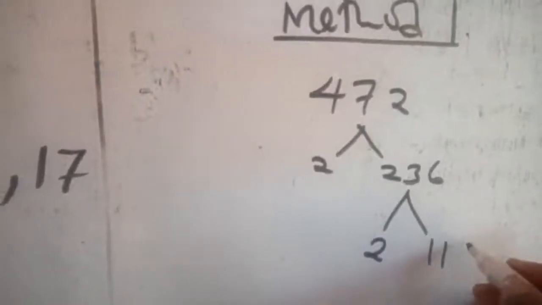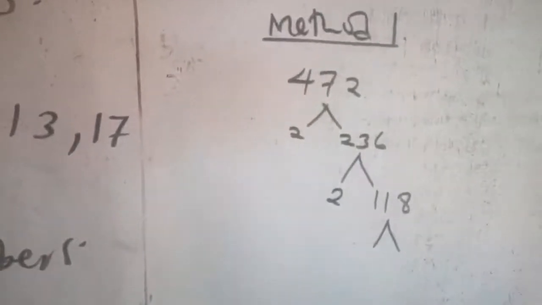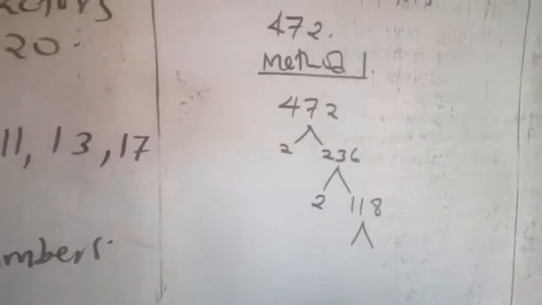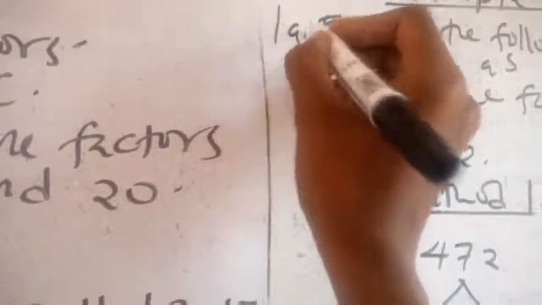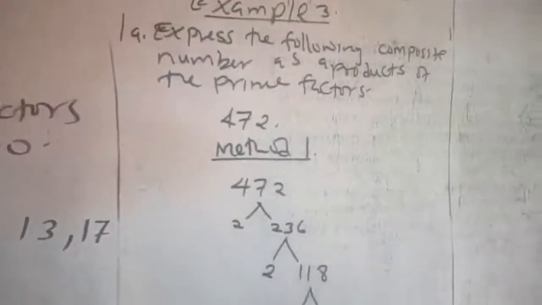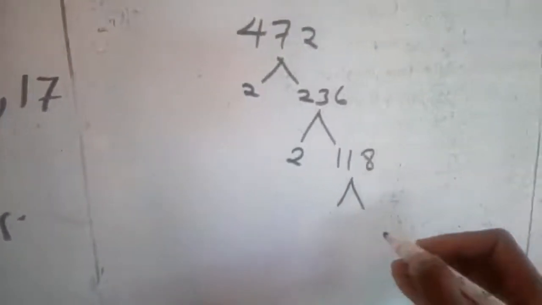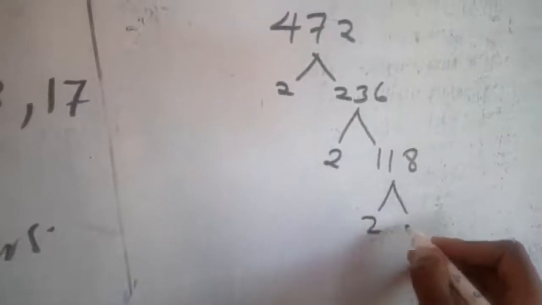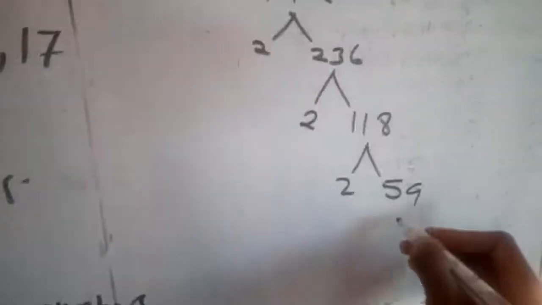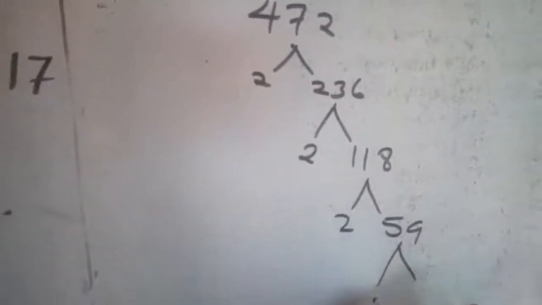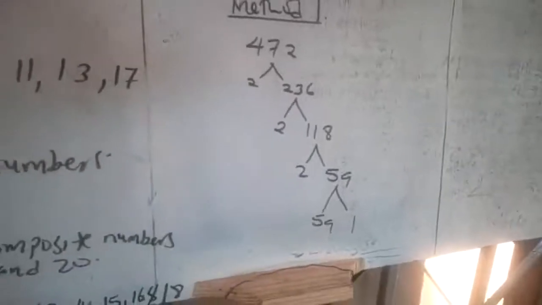This becomes 118, and moreover, this was example 3A, because there is also part B. And 2 again, you will move to 2 again. You will get 59, and after getting 59, that is a prime factor, and therefore you write 59 and 1.